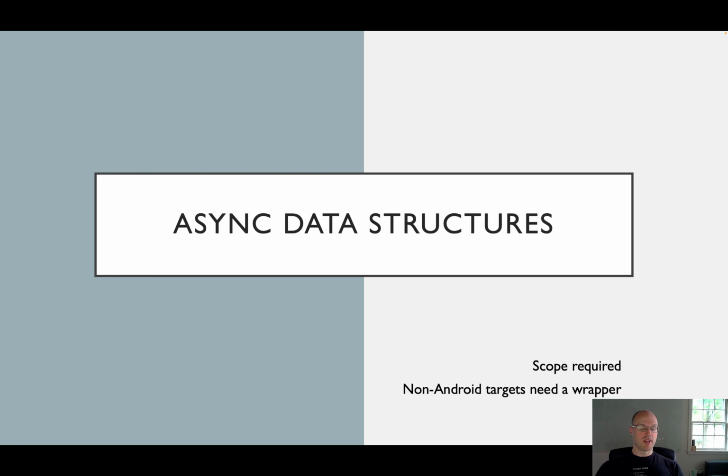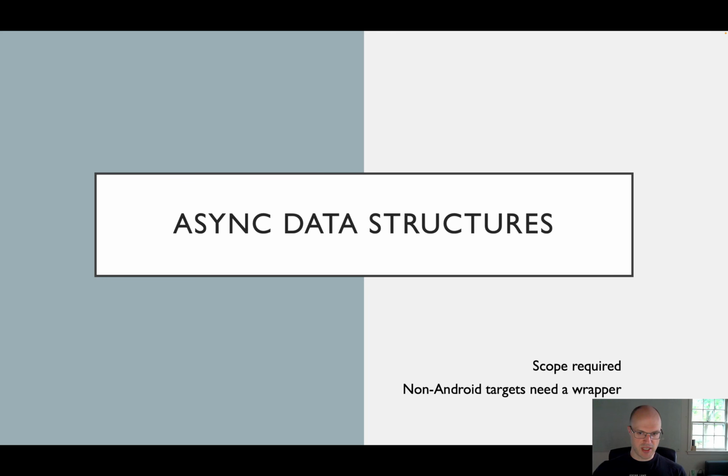All right, so that's actually it for most of the coroutine stuff. I do have this kind of addendum section on asynchronous data structures. These are useful, and you're probably going to interact with them, so I feel like I should cover them. These are basically data structures where you will need a coroutine scope around in order to interact with them because they have suspending functions that you're going to want to call.